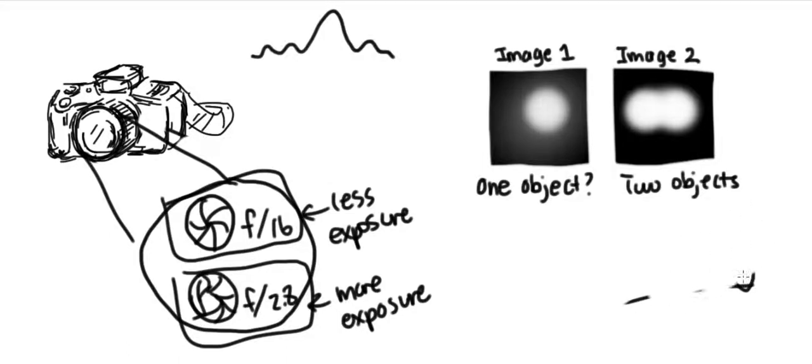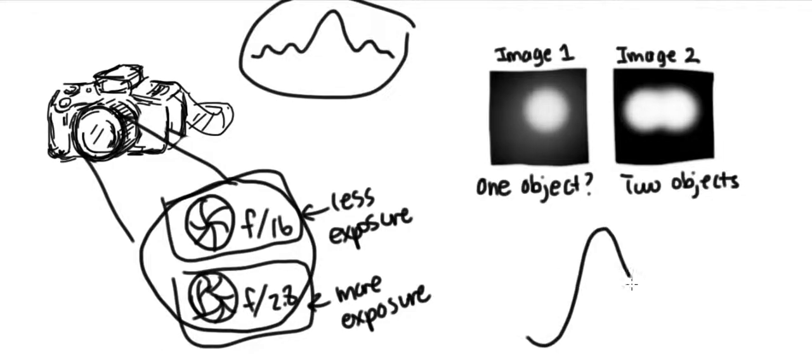Now let's look at Rayleigh's criterion. Rayleigh invented a criterion for determining when two light sources are distinguishable from each other. Rayleigh states that two objects can be resolved if the center of the diffraction pattern overlaps the first minimum of the diffraction pattern of the second source. Now that's a mouthful, so let's draw this out. If you recall, the diffraction pattern would look like this. So this is the diffraction pattern for point source 1. And this is the diffraction pattern for point source 2.